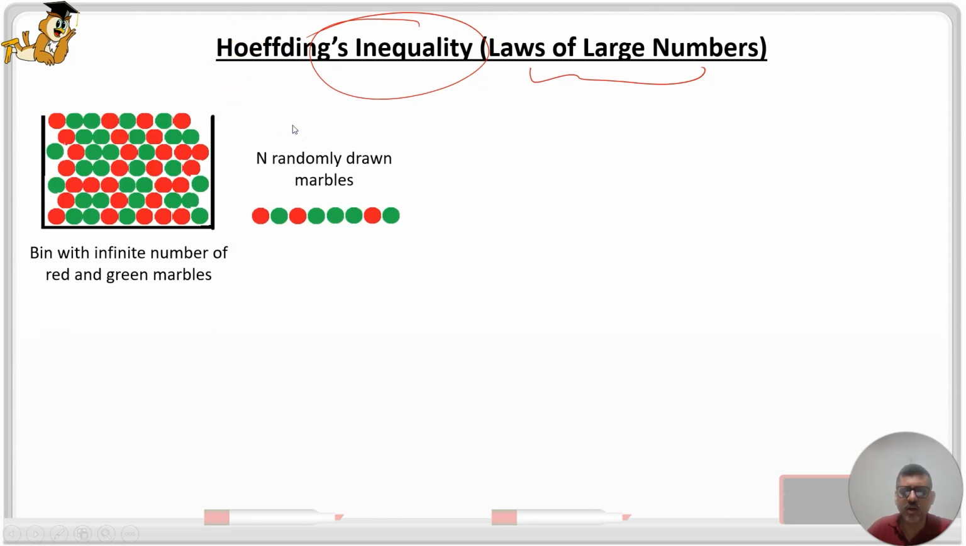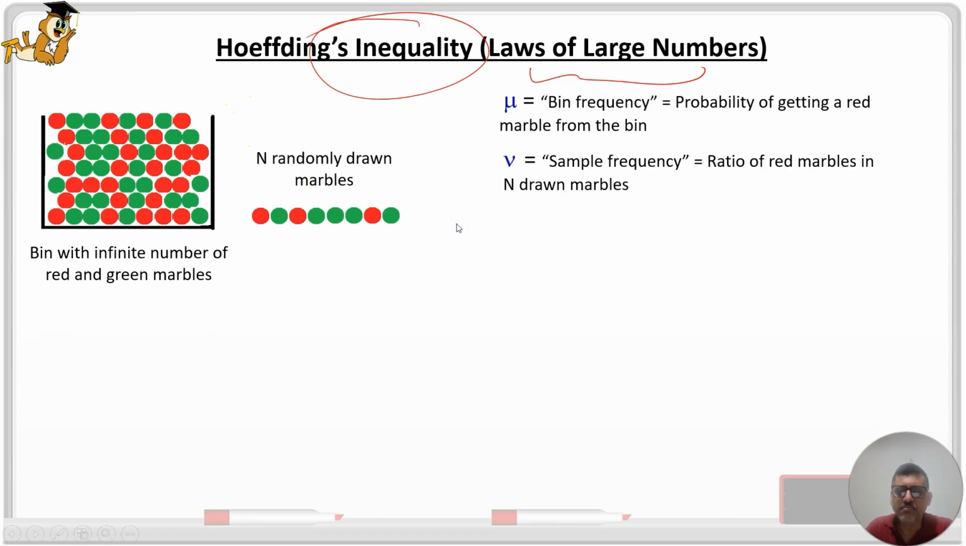What was Hoeffding's inequality? We began with a bin with an infinite number of red and green marbles, out of which we selected n marbles at random. We defined mu as the bin frequency, which was the probability of getting a red marble from this bin, and nu was the sample frequency, which is basically the ratio of red marbles in these randomly drawn marbles.